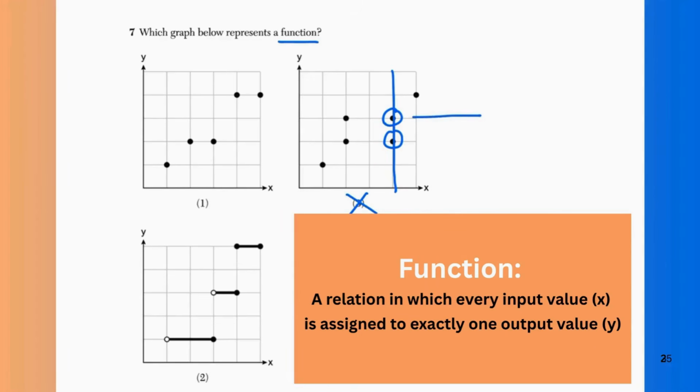The reason being that if these 2 points lie on a vertical line, that means they must have the same x value, but they have different y values. But I just told you that by definition, every input, or every x value, is only allowed to have one y value. But in this case, it has 2 different y values. So answer choice number 3 is not a function.